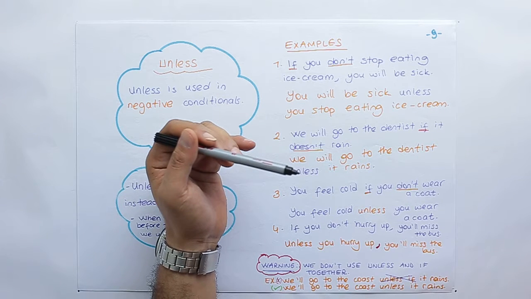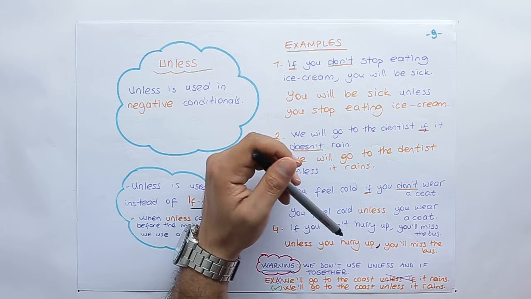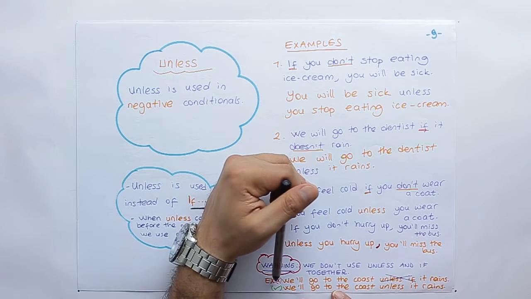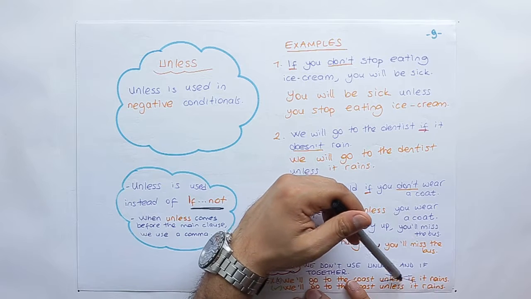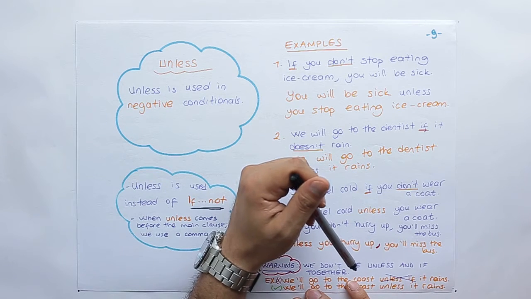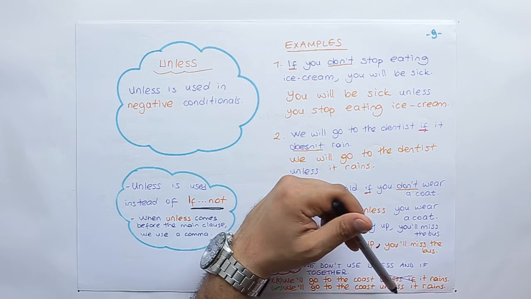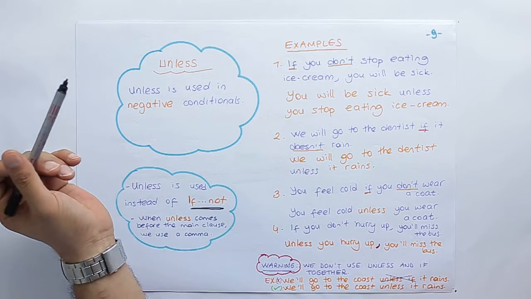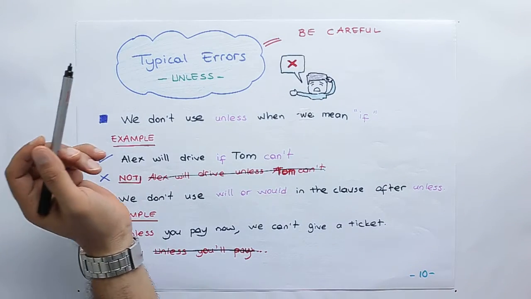As a warning, everybody, here, we don't use unless and if together. As an example, we'll go to the coast unless or if you can't, it's not possible for us to use them at the same time, okay? We will go to the coast unless it rains. That's the right one.